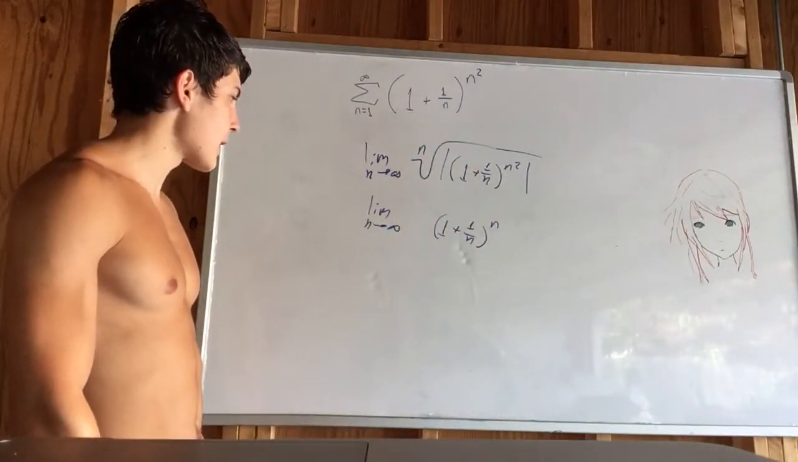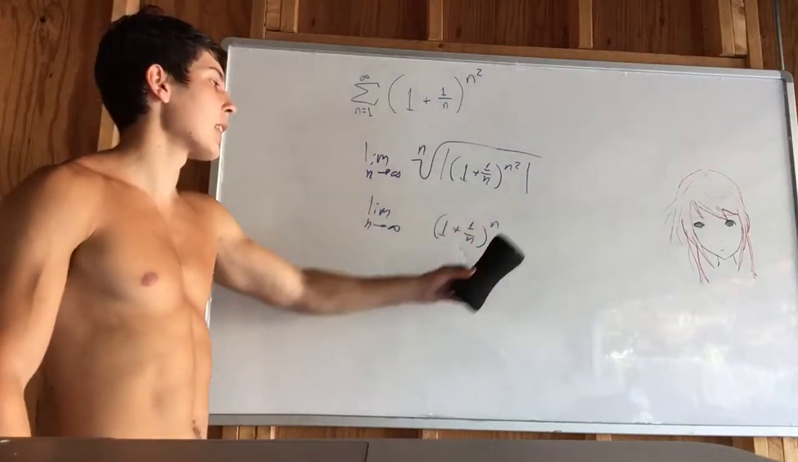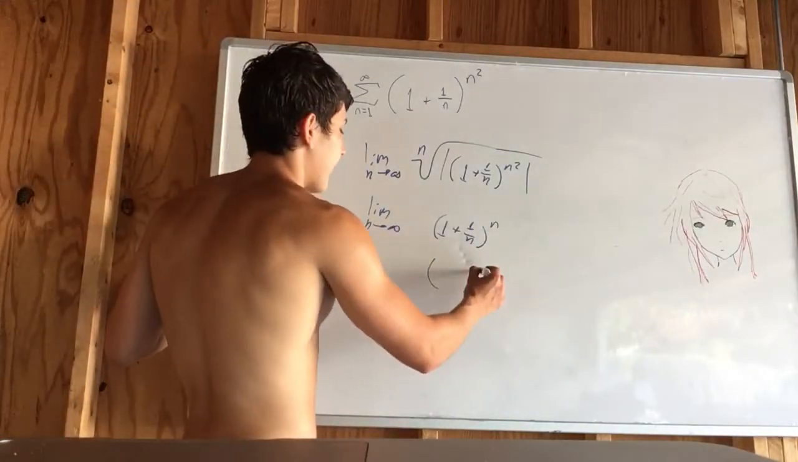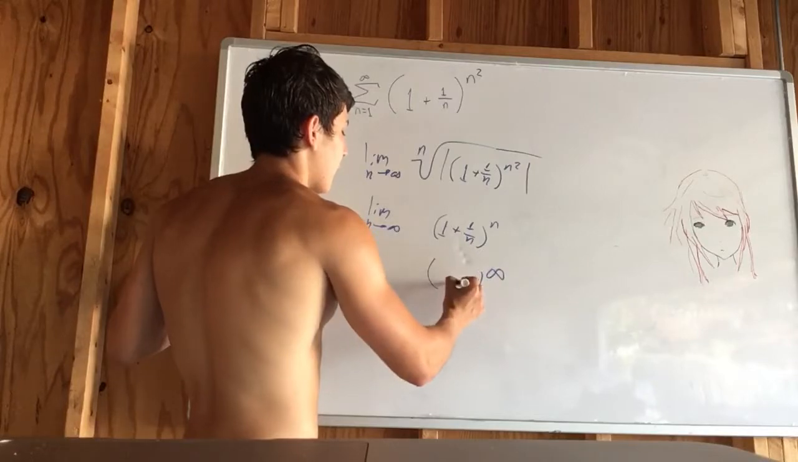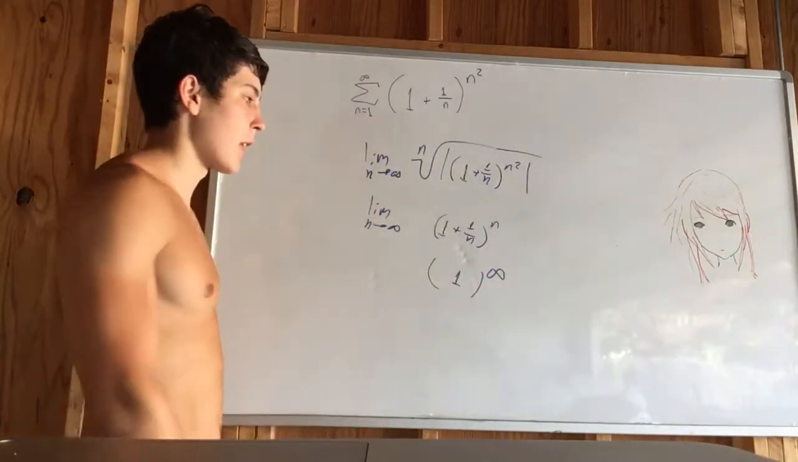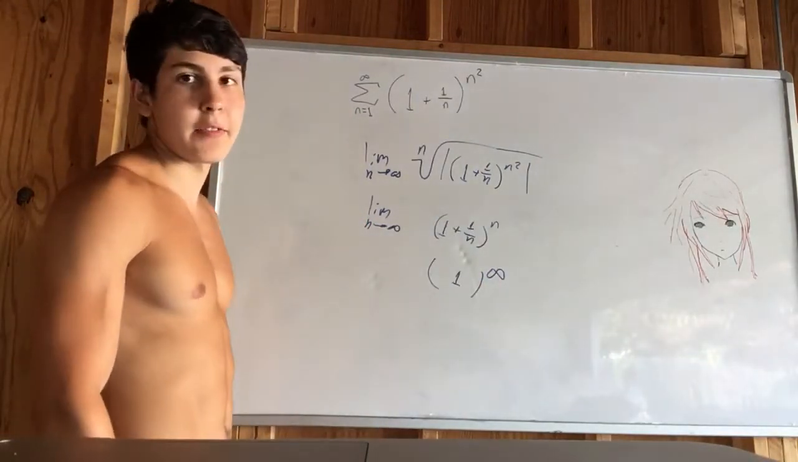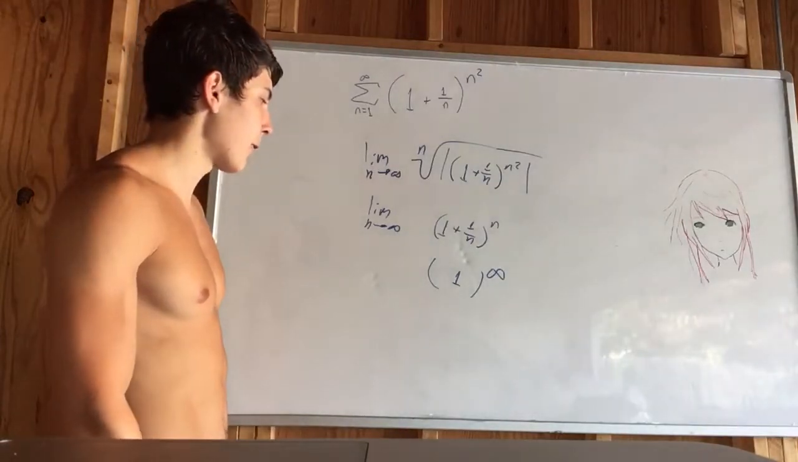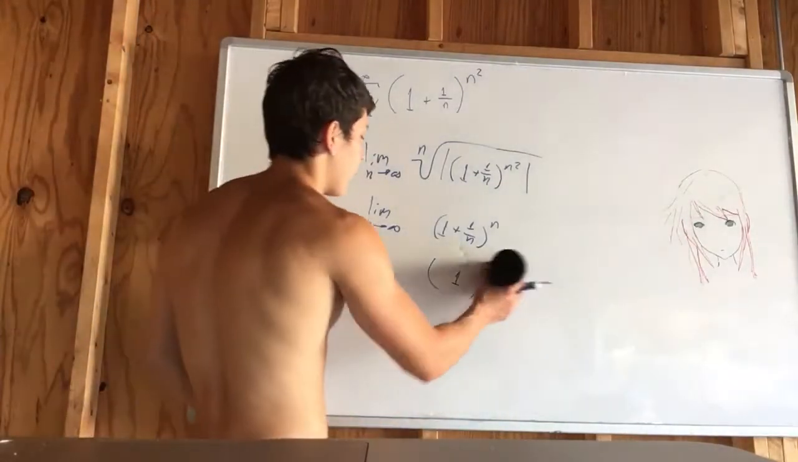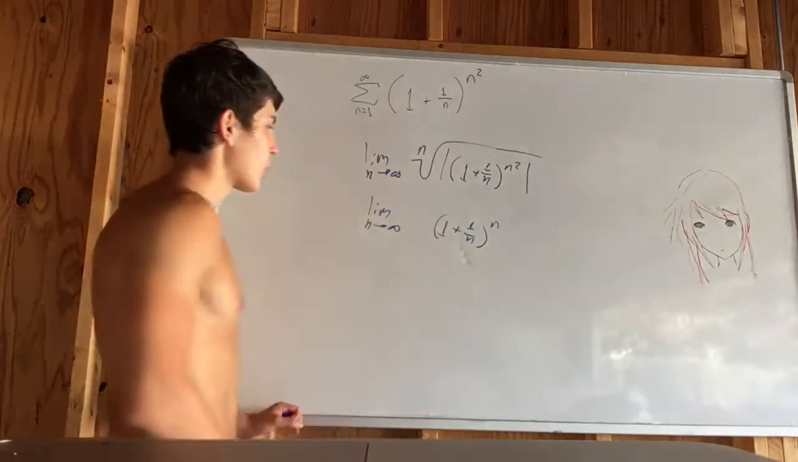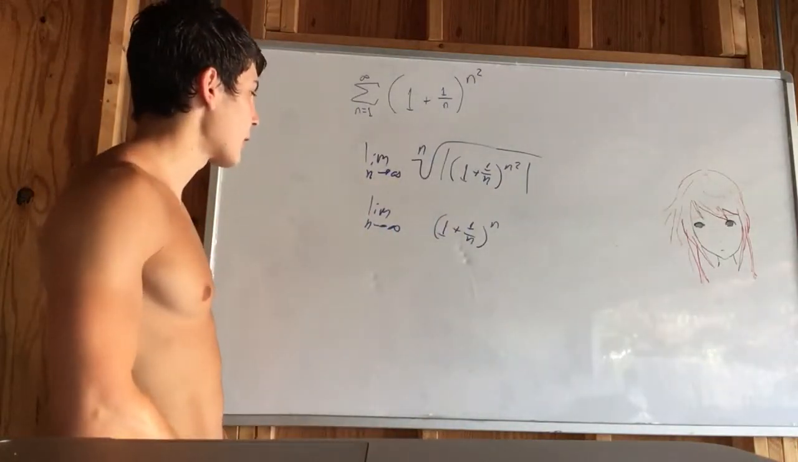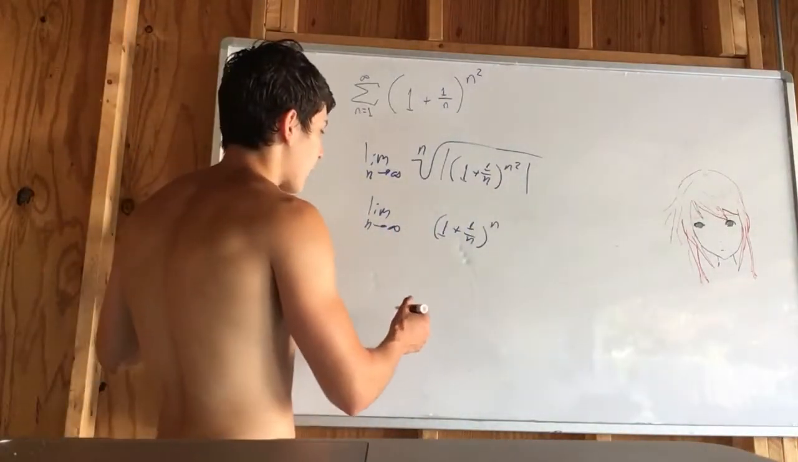So now that we have this, we could plug in infinity. This is going to give us this, because this goes to 0. So 1 to the power of infinity is an indeterminate form, so it's not just 1. We can't just say it's 1. We have to keep going, so we could use the natural log properties.